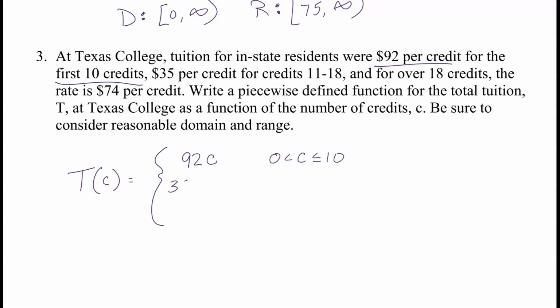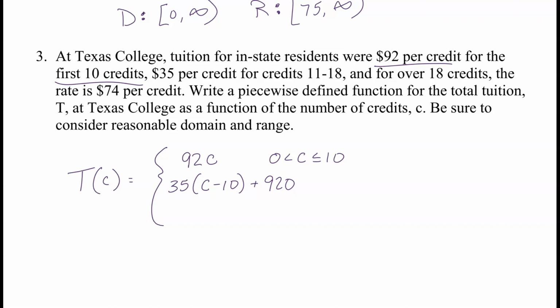Now we're not going to be spending $35 for all the credits, only the ones that are greater than 10. So we want to actually subtract the first 10. We're not applying the $35 to all, just the ones over 10. So we want to subtract 10 from the number of credits. But then we can't forget about those first 10 credits. So what we do is we figure out, okay, how much did those first 10 credits cost us? Well, 10 times 92 is 920. So the first 10 credits cost us 920. So we need to add that on to our bill.